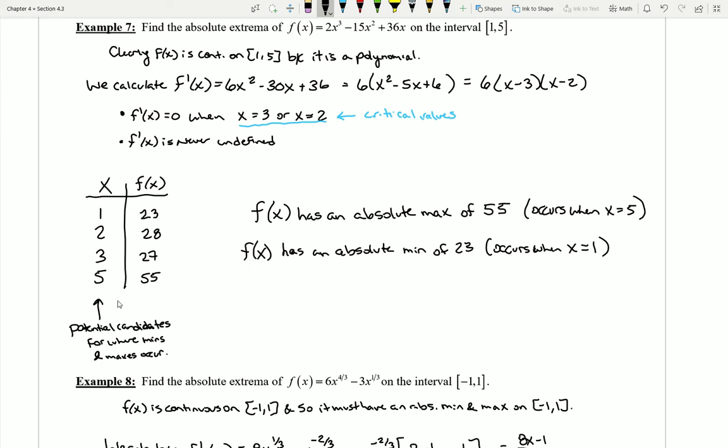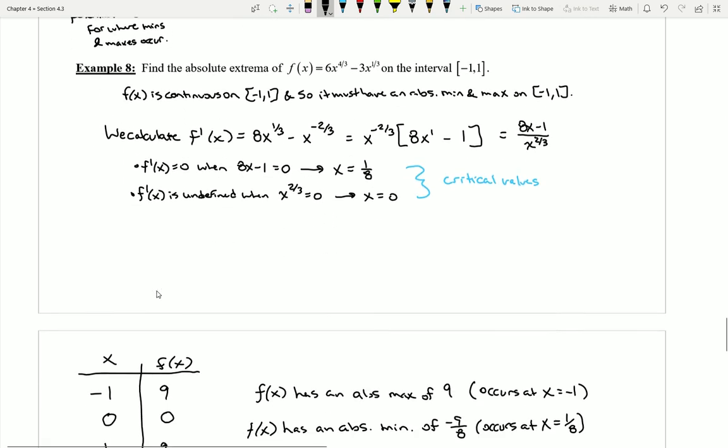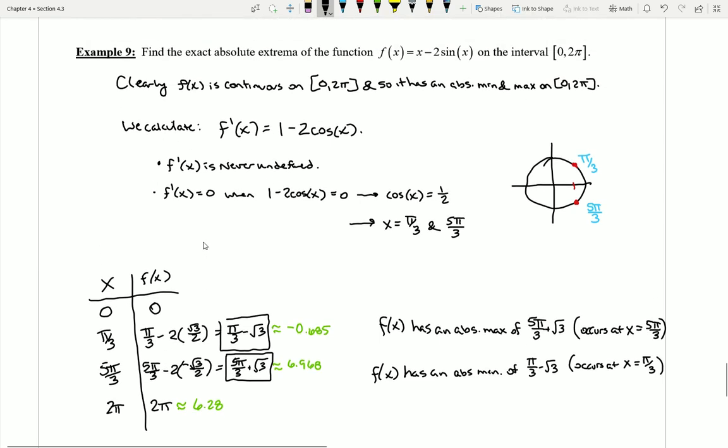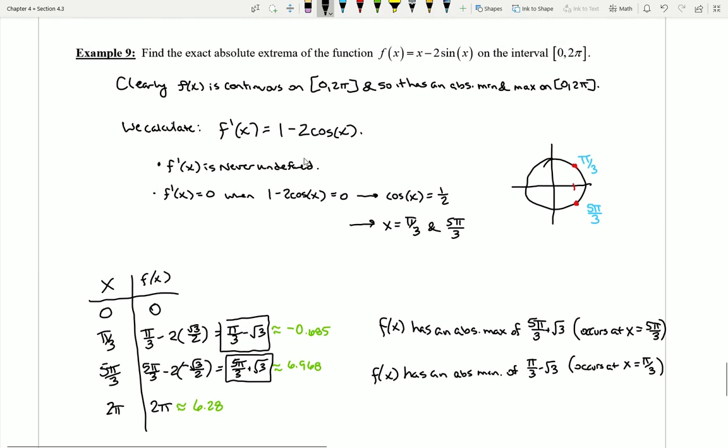My list, again, is just telling me all of my potential candidates, and then I can go ahead, find their y values, and put them into competition. The biggest guy wins out and is the absolute max, and the smallest wins out for the absolute min. So hopefully even here, when we were working with this complicated trig function, we can see that while things look messy, the technique and the process is fairly similar.